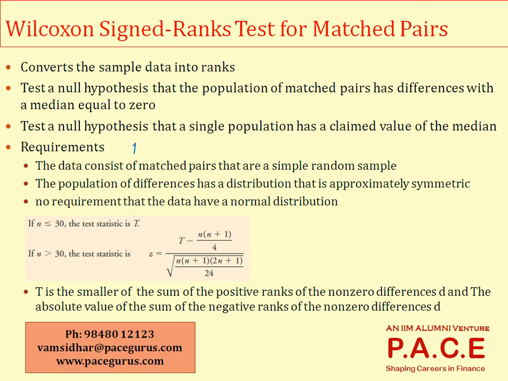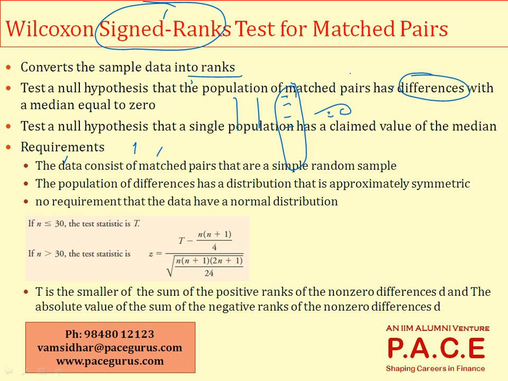Then let's look at the next test, which is the signed ranks test. Here also the first step remains the same. I convert the data into ranks, but here I want to test the difference. Each pair has a difference, let's say pair 1 minus pair 2. This is saying that if I take the median of these differences, it is equal to 0, which means in some cases the left is lesser compared to the right, and in some cases the right is lesser compared to the left. So that's the place where you will have a median value equal to 0. That is the intention.